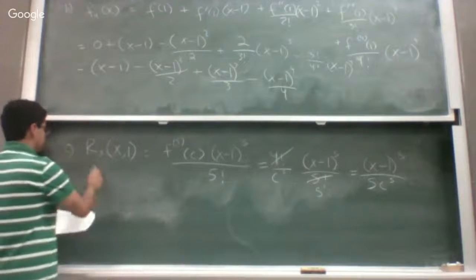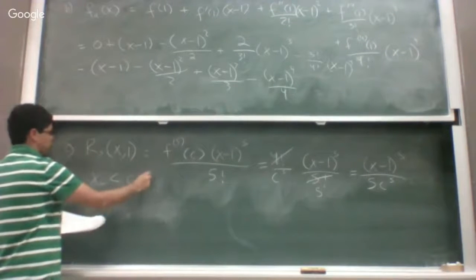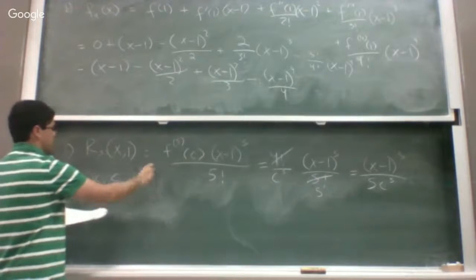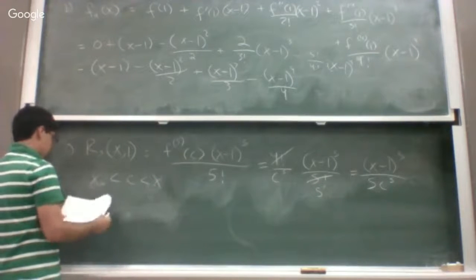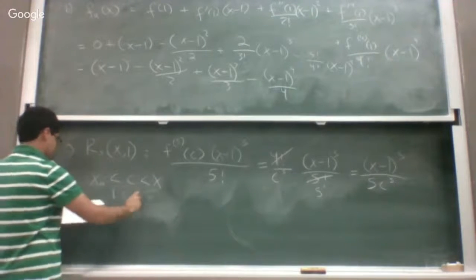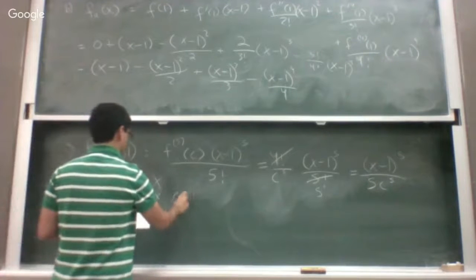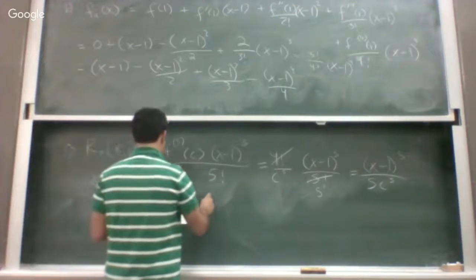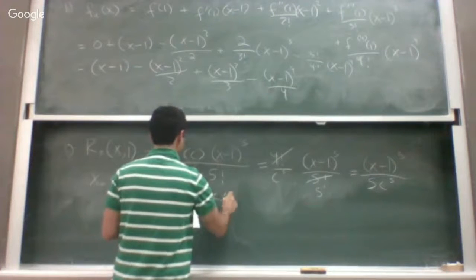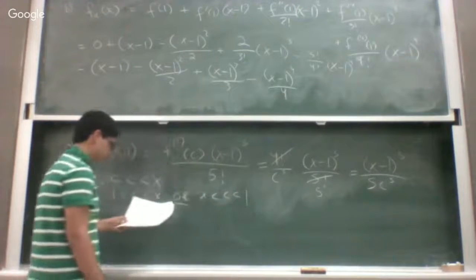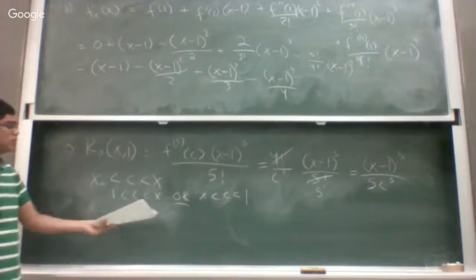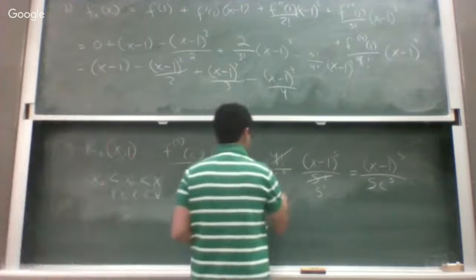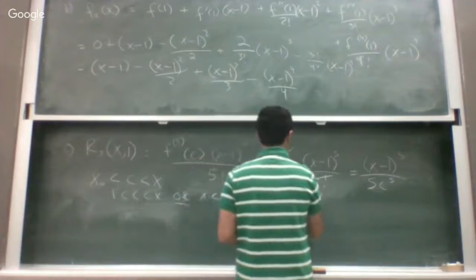And then it asks us for the restrictions on c. That's always between x0 and x. So we have 1 less than c less than x, or x less than c less than 1. You could also say c is between x and 1.